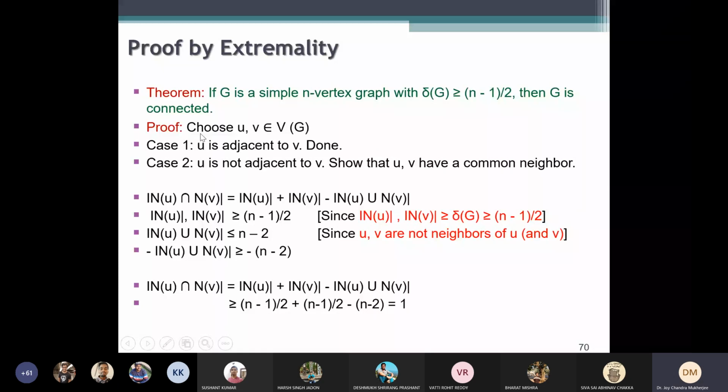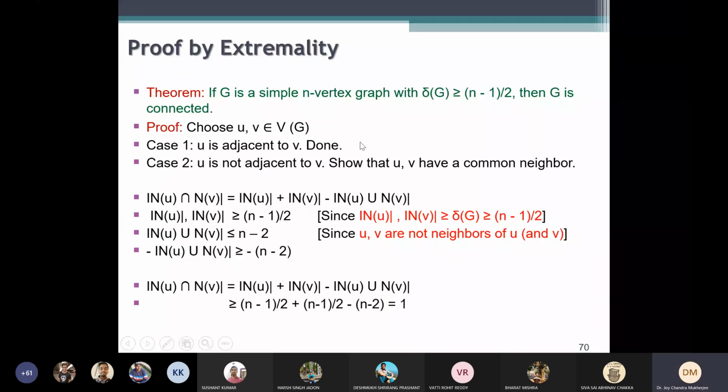So choose u and v belonging to V(G). You choose any two vertices in this graph. There are two cases possible. If u is adjacent to v, so u is connected to v, done. Now suppose u is not adjacent to v. Then we will prove that u and v both have a common neighbor. If that common neighbor is called k, then u-k-v gives the path, which says that u and v are connected. That is something we need to prove.